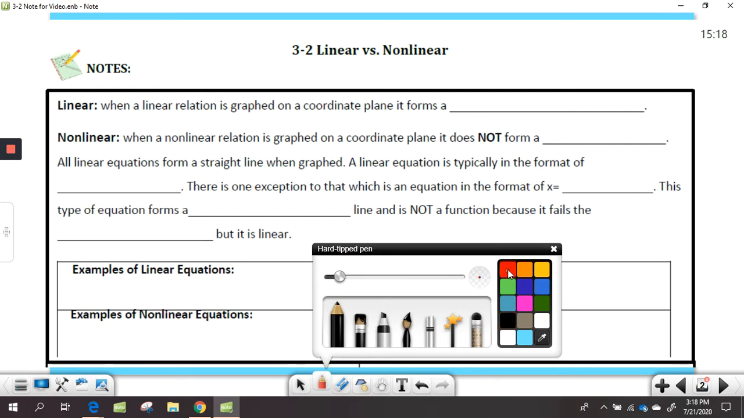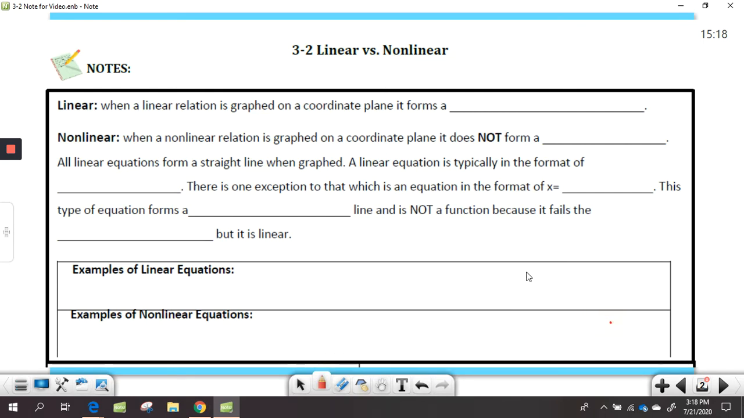Linear is when a linear relation is graphed on a coordinate plane and it forms a line. You can see in the word linear, we have line. Nonlinear is when a nonlinear relation is graphed on a coordinate plane and it does not form a line. We're talking about a straight line, not a curvy line or wavy line.